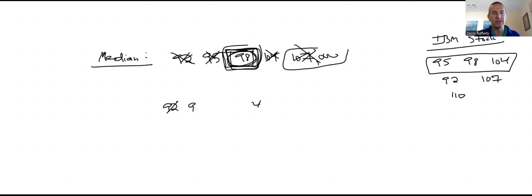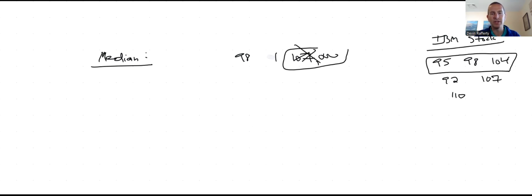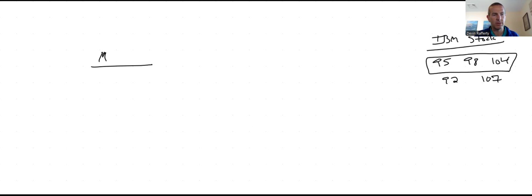The last one to do is the mode. Students generally know what the mode is as well. The mode is nothing more than the value of the most common observation. So here we have 92, 95, 98, 104, 107. There's no mode there, right?